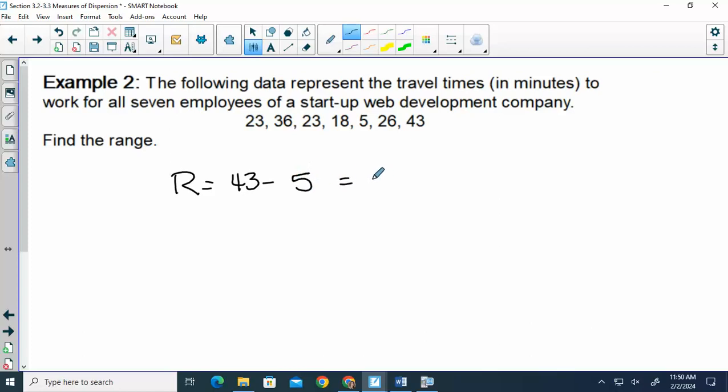So my range would be 38. You want to put a label, that was talking about minutes. Okay, so range is a very basic calculation, just subtracting, kind of getting a feel for how spread out the points are.